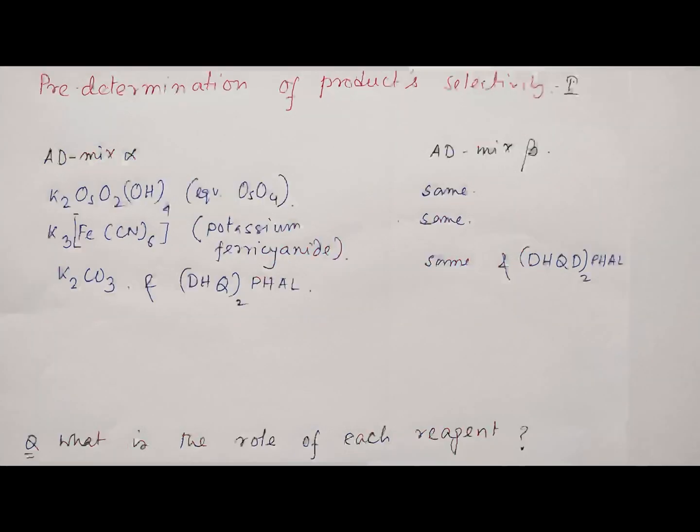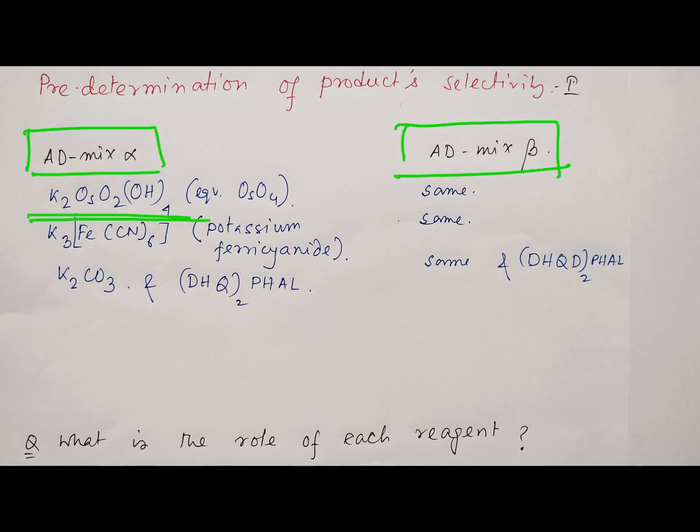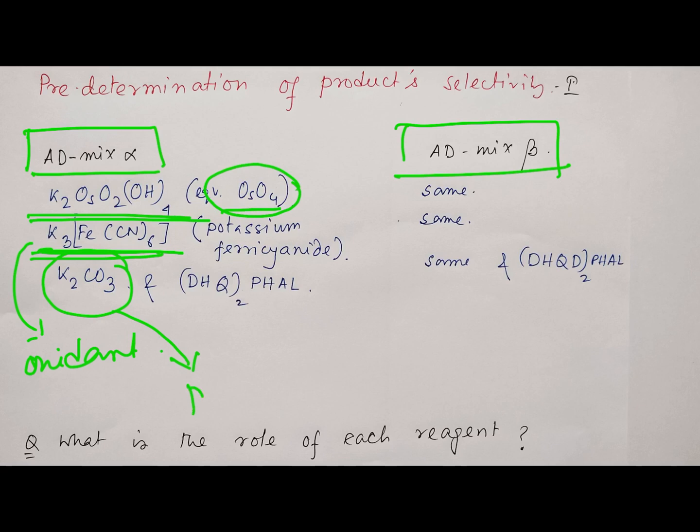By the way, in the market this ligand is mixed with some other things and sold as a reagent, named AD-mix alpha and AD-mix beta. They are nothing but a mixture of potassium osmate, which is equivalent to osmium tetroxide, and potassium ferricyanide, and this potassium ferricyanide is the oxidant for regeneration of the osmium(VIII) species. I'll explain everything after some time. Along with that, K2CO3 is responsible for maintaining the pH, that is basic, and the (DHQ)2PHAL is responsible for asymmetry.